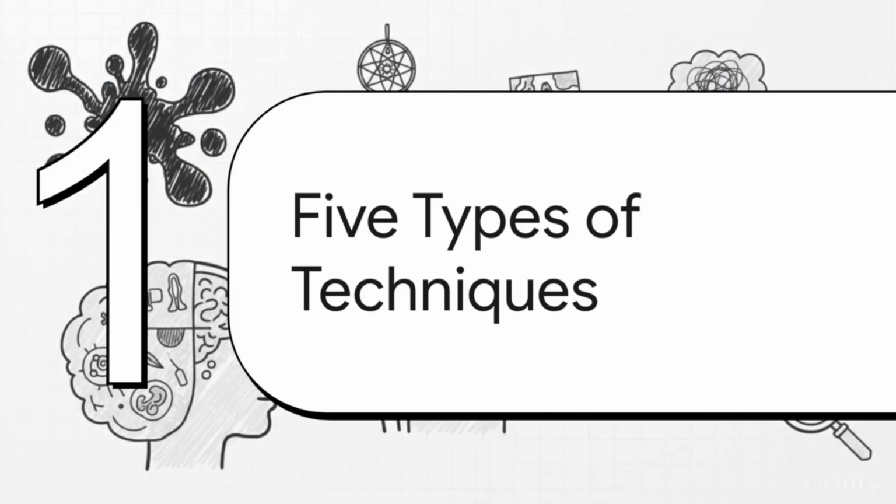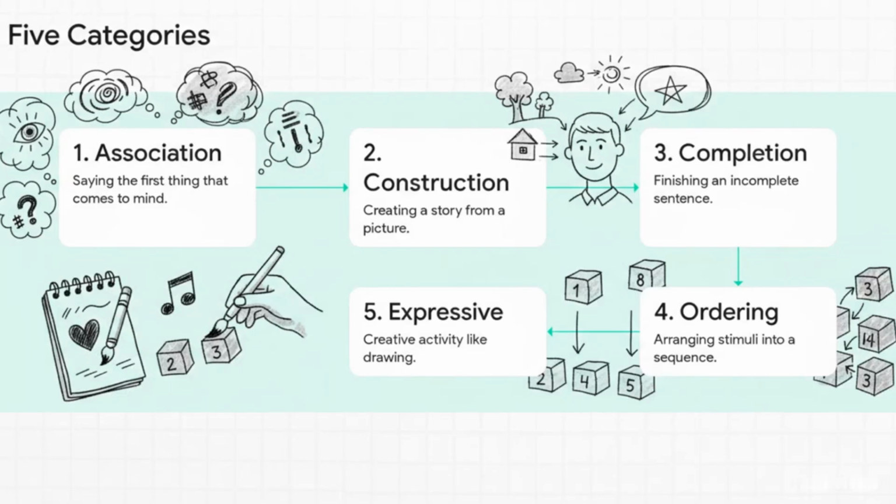Okay, so that's the theory. But how does this actually work in a clinical setting? Well, psychologists have come up with a bunch of different methods based on this idea. We're going to walk through the 5 main types. A really helpful way to organize these is using what's called Lindsay's classification. It breaks them down into 5 groups: association, construction, completion, choice or ordering, and expressive techniques. Let's take a look at each one.